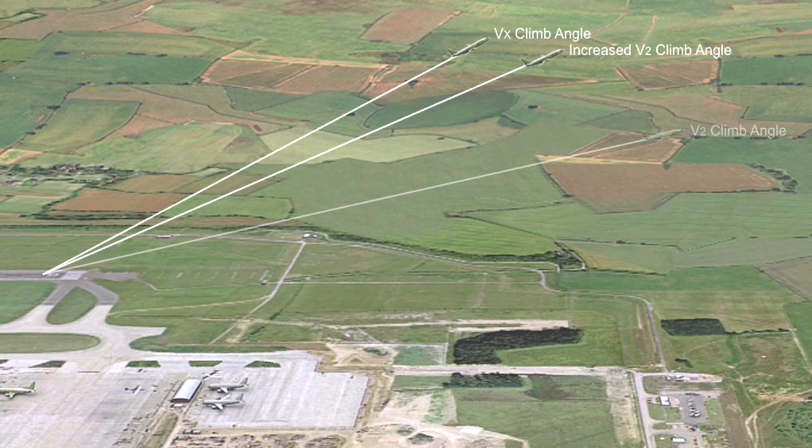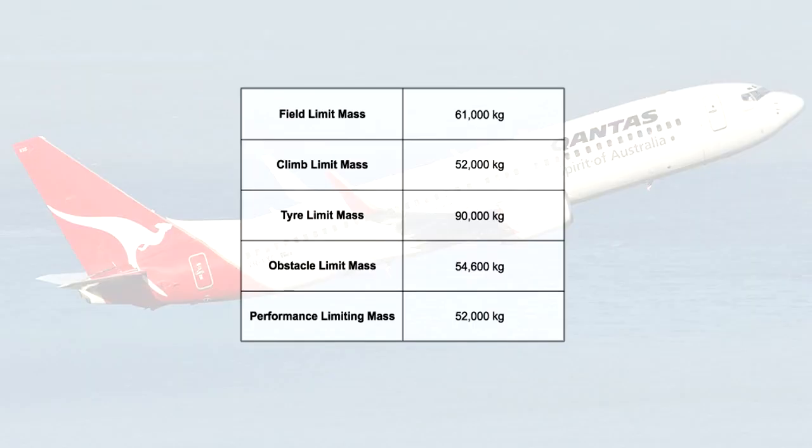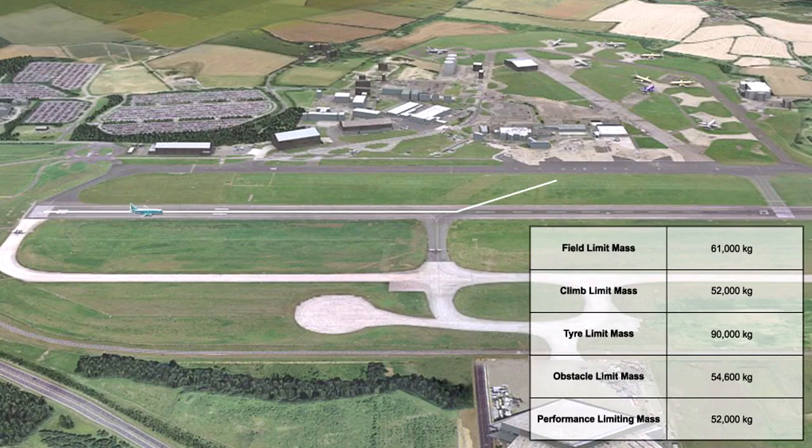Understanding the concepts of the increased V2 procedure would be best illustrated by working through an example. On screen is an example where the field limit mass is 61,000 kilograms and the climb limit mass is 52,000 kilograms. The performance limiting mass is always the lower, and therefore the mass for takeoff must be 52,000 kilograms. This is a shame, since the runway can allow a far greater mass.